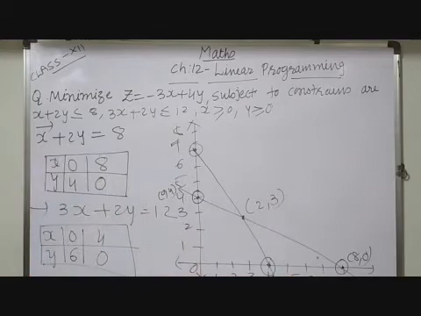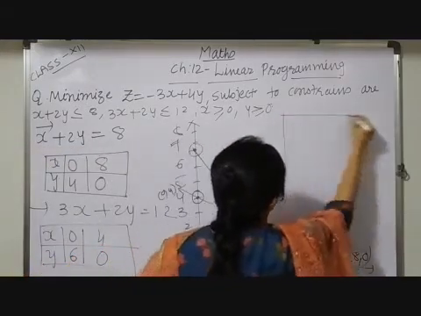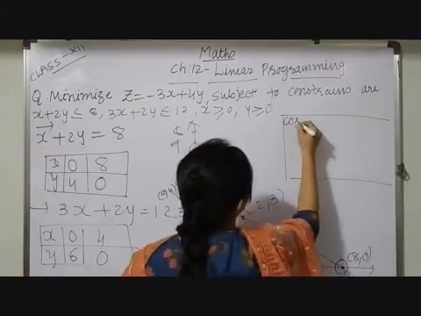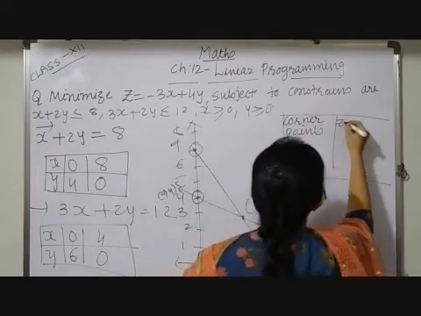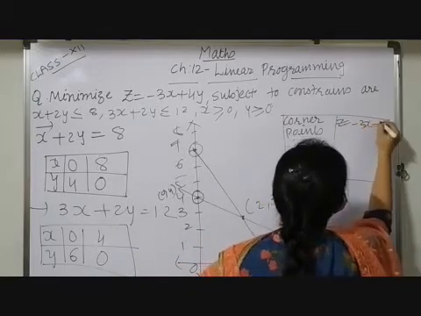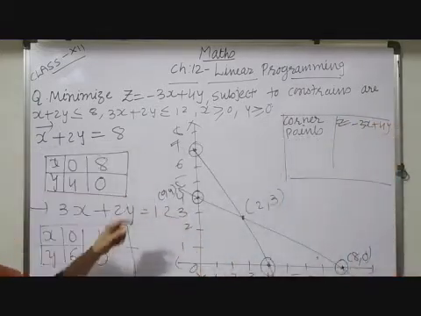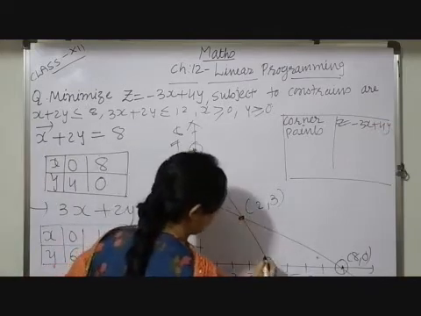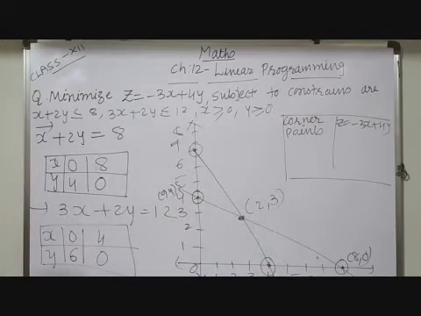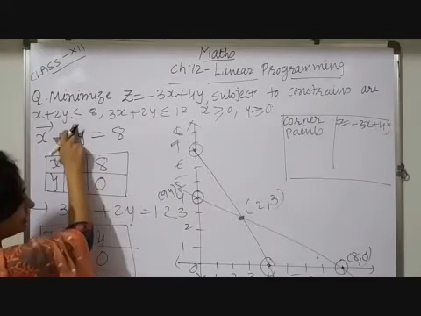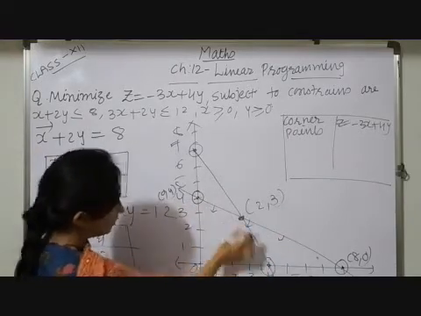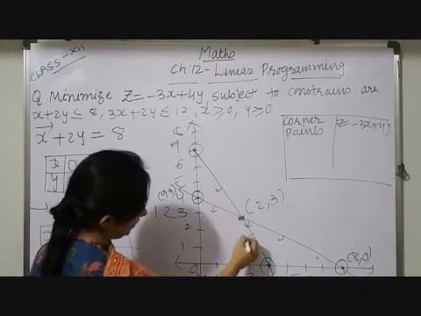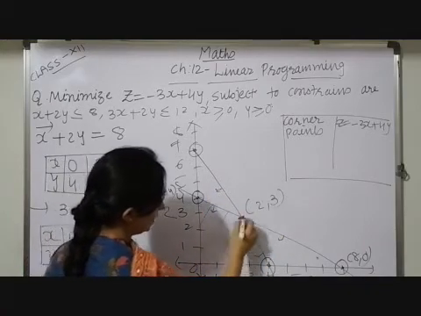Now what we have to do is find the corner points, and here z = -3x + 4y. After this we have to find the feasible region. How will we find it? It is less than or equal to, which means the lower part. This one is also less than or equal to, so the lower part. So this is our shaded region.